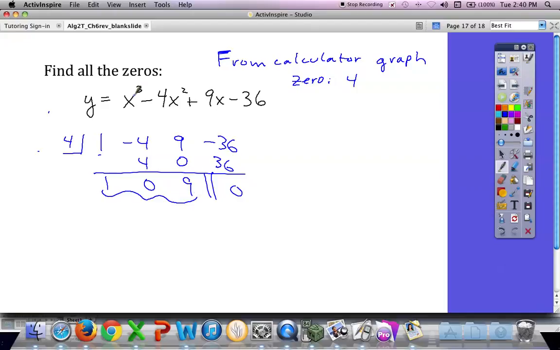So it's a polynomial of 1 less degree. In this case, it will be x squared plus 9. So there's the remaining factor that we need to solve to find the last 2 zeros. Because when it says find all the zeros, it means there's 3. We found 1 in the calculator. There's our last 2. How can we solve that?